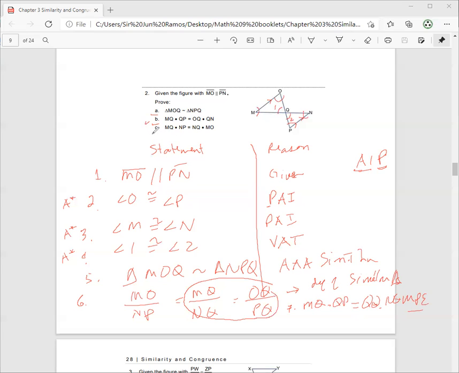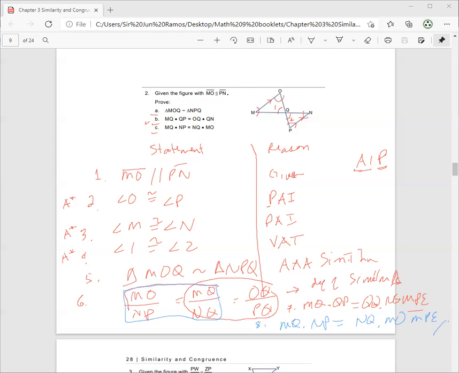What about the third one, letter C? We have here MQ and NP. It will be this pair of proportionality, I mean, here. If I apply, number 8, if I apply MPE again, I will get here MQ times NP equals NQ times MO. This is also MPE.